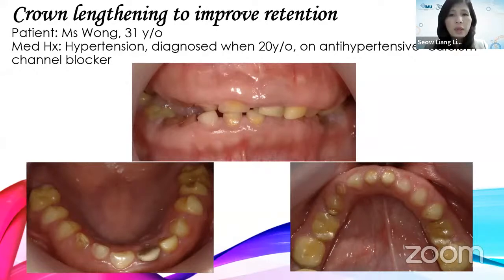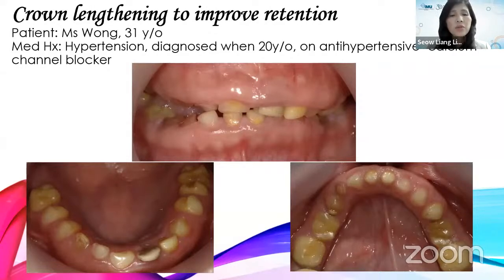So this is what happened to her dentition. Although she really has a lot of wear on her dentition, on top of that, if you can see, she also has gingival hyperplasia. There are a lot of false pockets around her anterior teeth especially.